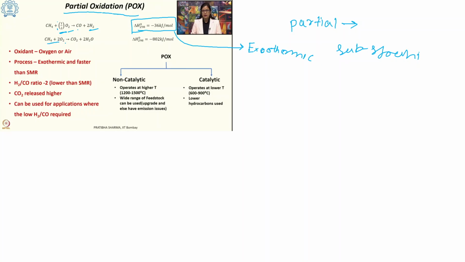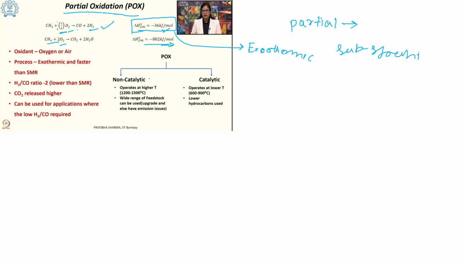And with CH4 plus oxygen, if a sufficient amount of oxygen is used, it will produce a larger amount of heat, that is 802 kilojoule per mole. This is important, you just remember 36 kilojoule per mole or 802 kilojoule per mole, when it produces carbon dioxide. This is the partial oxidation process.